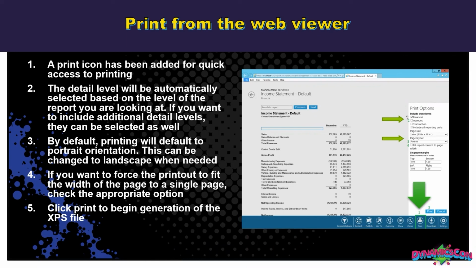So I usually tell people, if you need to print a board presentation quality report, then you may want to do that from the desktop viewer and not necessarily the web viewer. But if you just need to print a quick copy of it and you need the entire report, this version will actually let you do that.